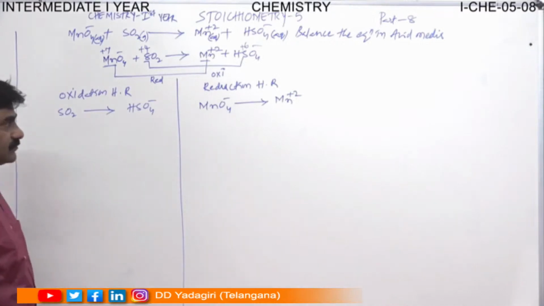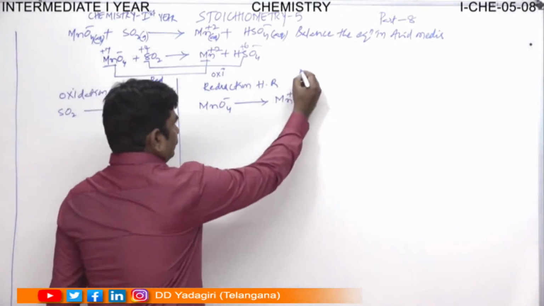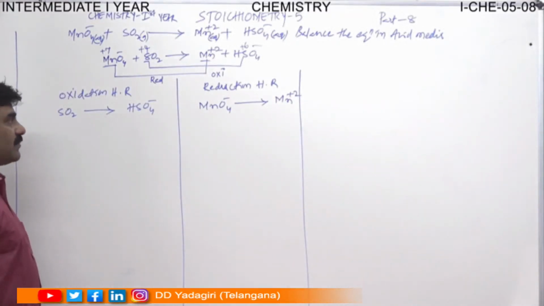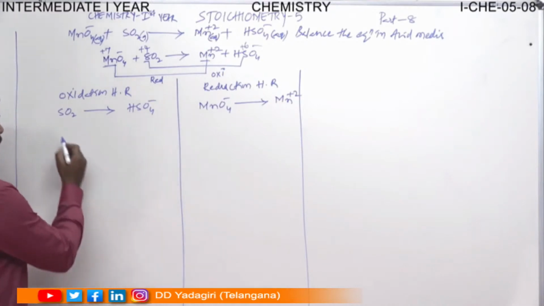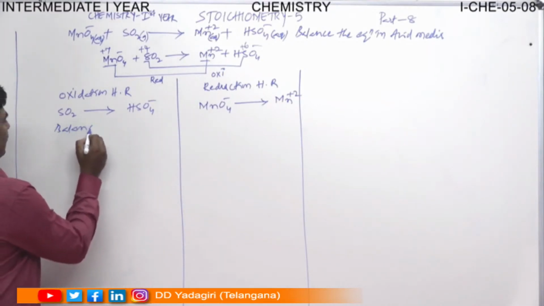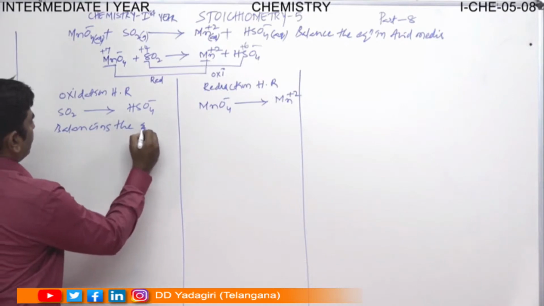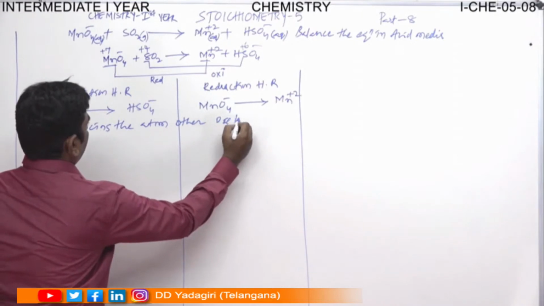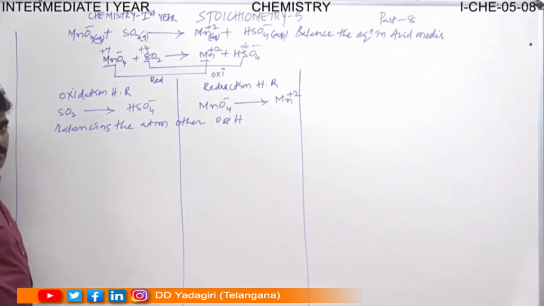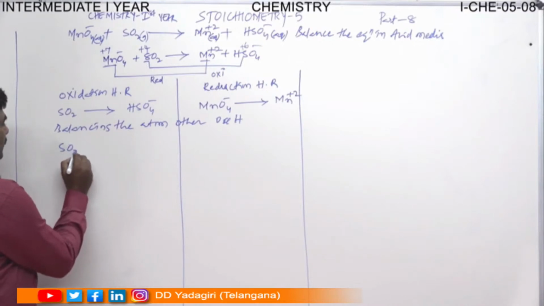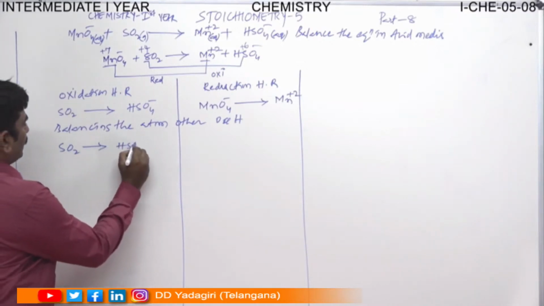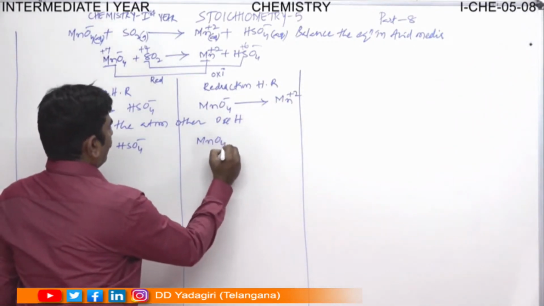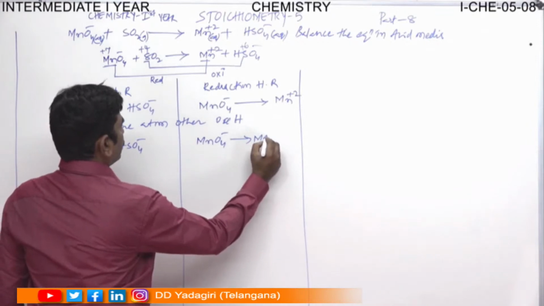What is the first step? The first step is balancing the atoms other than oxygen and hydrogen. So SO2 will give HSO4 minus, and here MnO4 minus will give Mn plus 2.